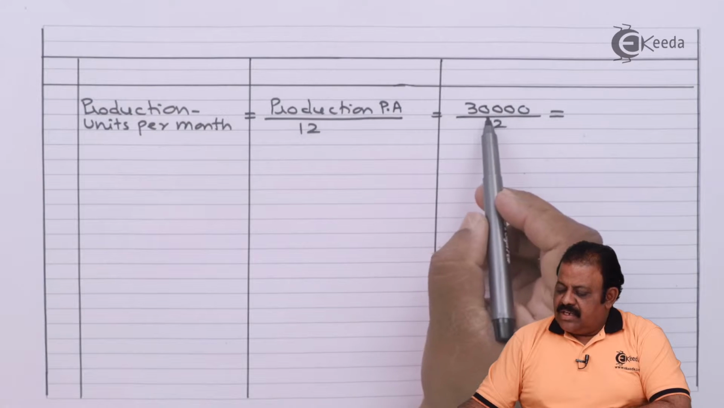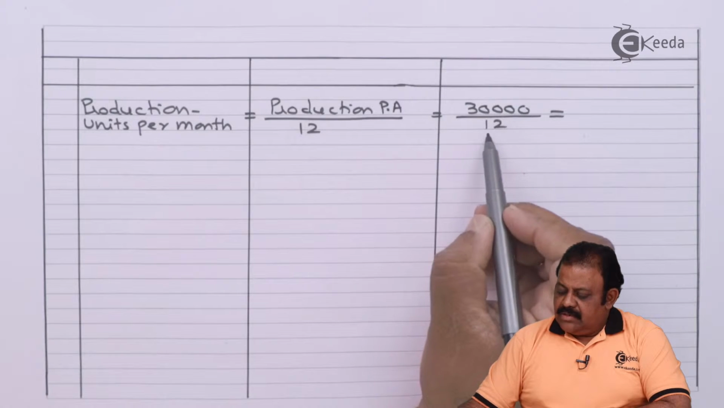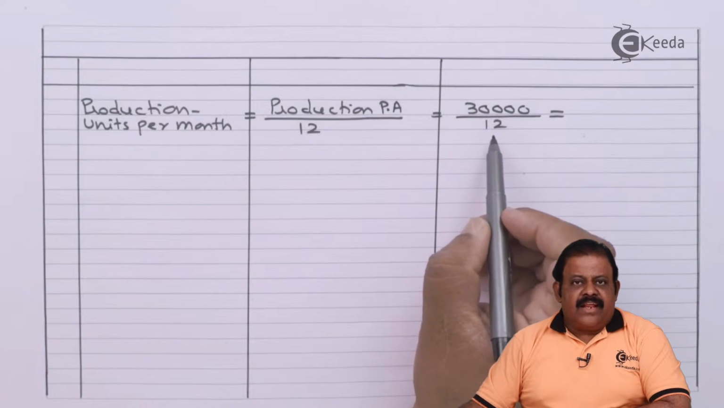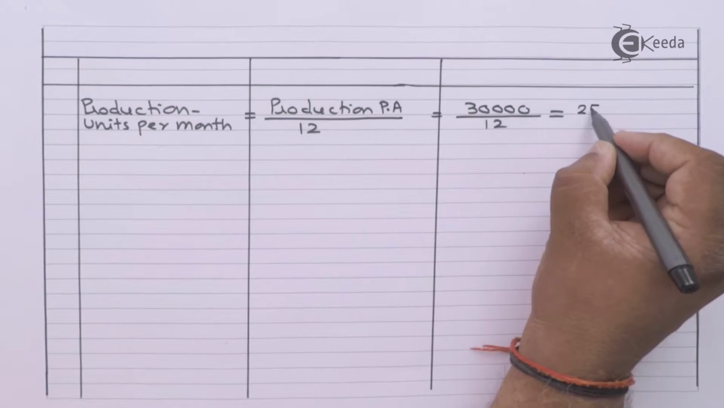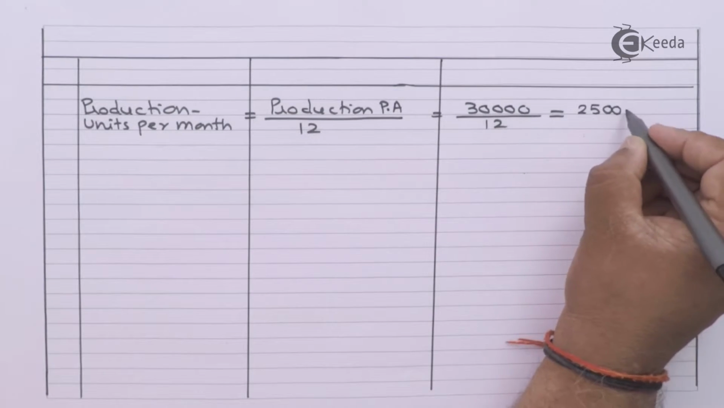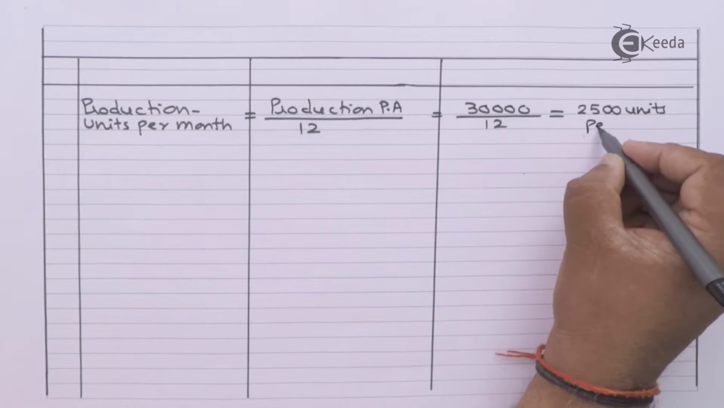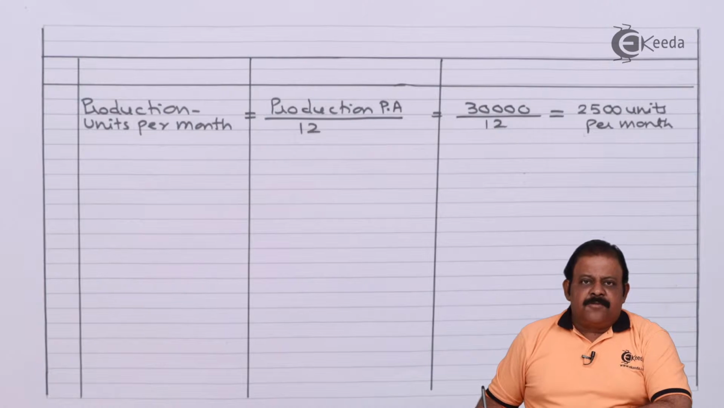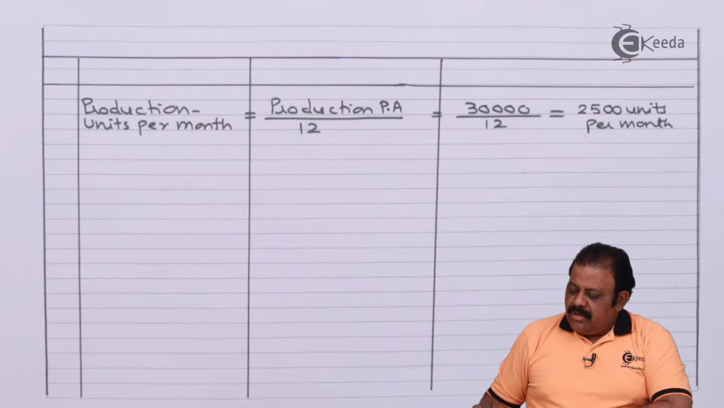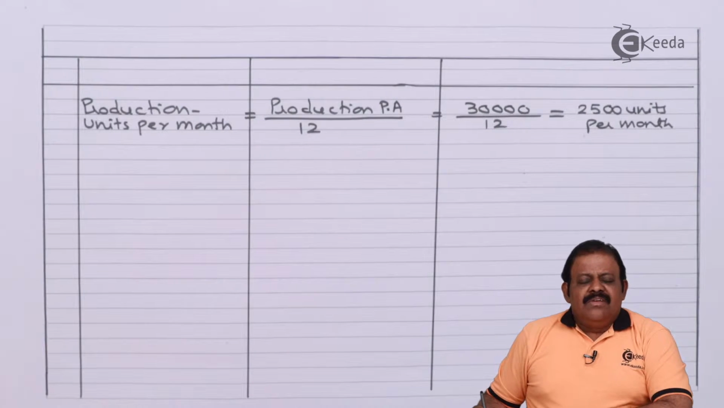Production units are given 30,000. For per month calculation, we have to divide by 12. So it comes to 2,500 units per month. We are required to calculate per month cost.